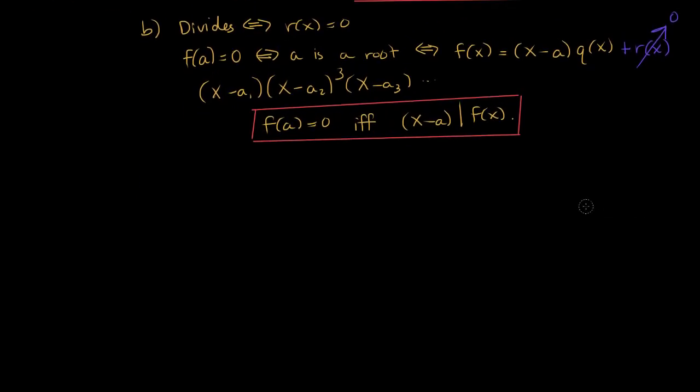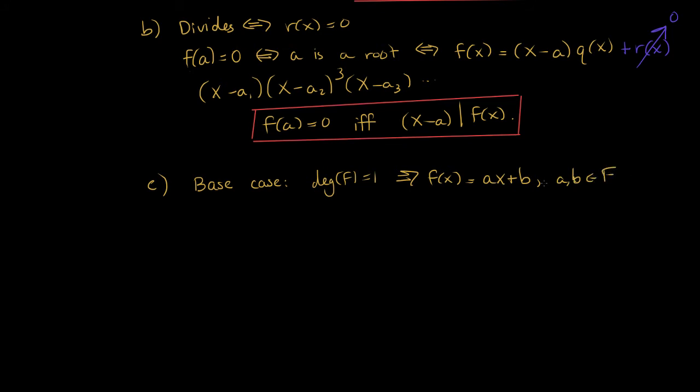I guess I'll scroll down to get us a good amount of space. So we want at most the degree of f roots. Well, we can do this by induction. So what might our base case be? I think a reasonable base case would be if the degree of f equals 1. Because if the degree of f equals 1, then we can write f of x as some ax plus b, where a and b are both in the field, because f, after all, has coefficients in the field f.